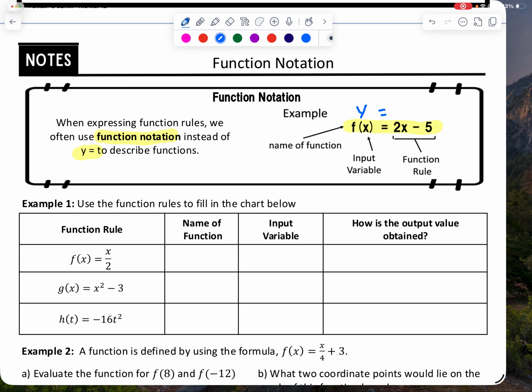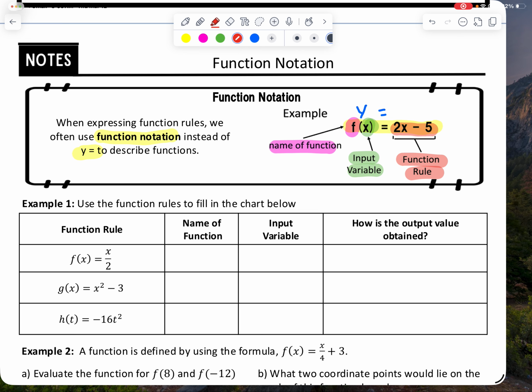Now, the parts of function notation. The f represents the name of the function. So in this case, this function is function f. The variable that's in parentheses is your input variable. It tells you what number to put into the function. And the expression on the right side is your function rule. It tells you what to do with your input variable. So in this function rule, you take your input variable, multiply it by 2, and then subtract 5.